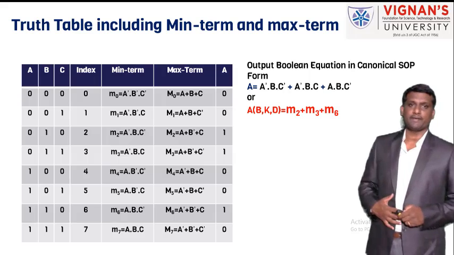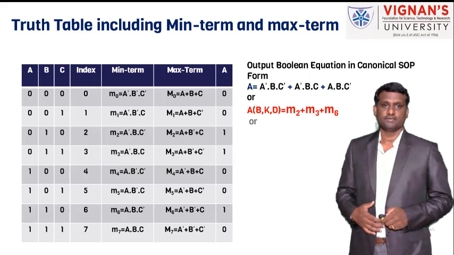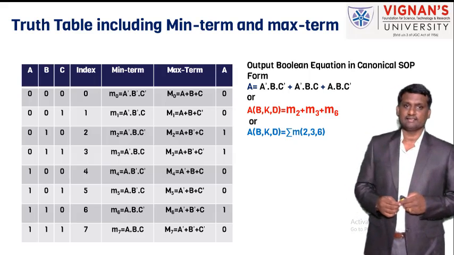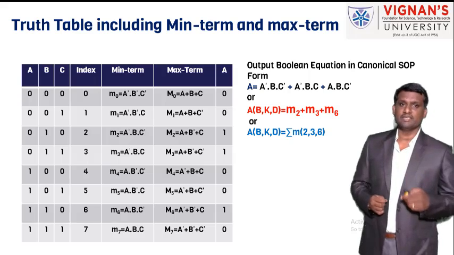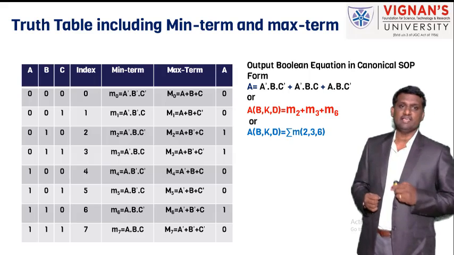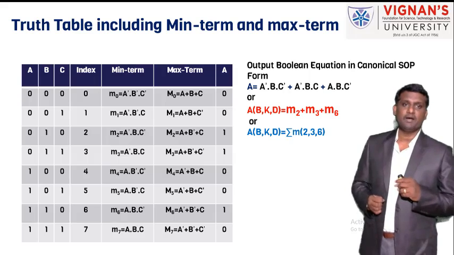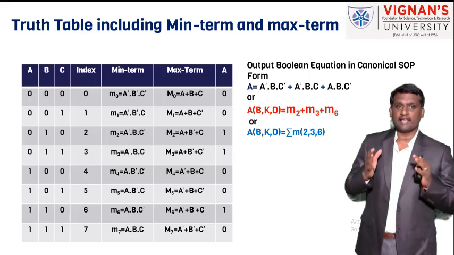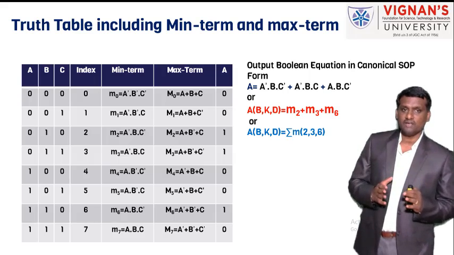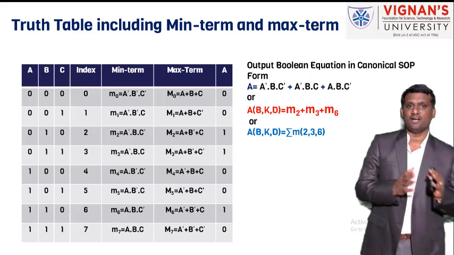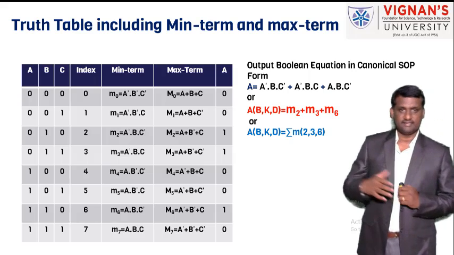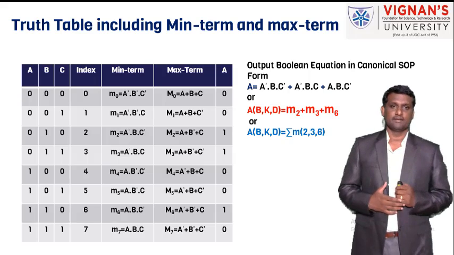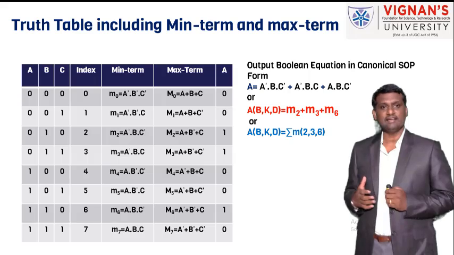And this will also be represented in another form, that is like this. The symbol sigma is used here. Small m is used in order to identify it is a min term. That sigma represents sum. Small m represents min term. That expression consists of min terms of 2, 3, 6 of decimal numbers. This is another form of representation of the min terms from the truth table by using index or decimal number.